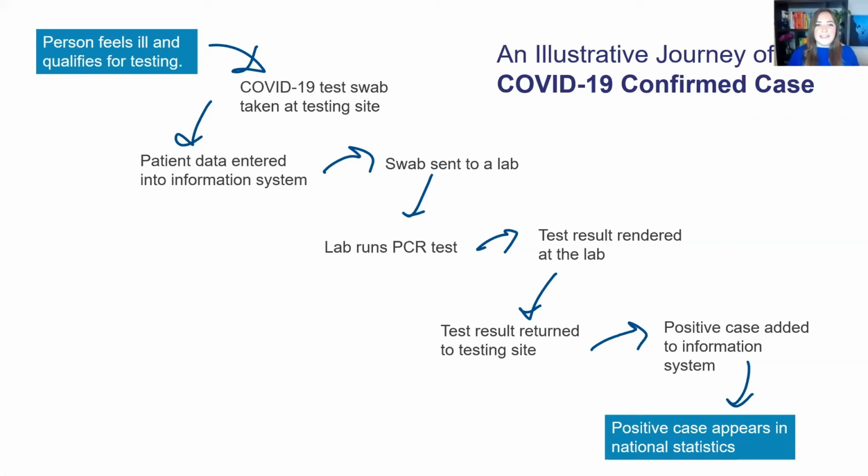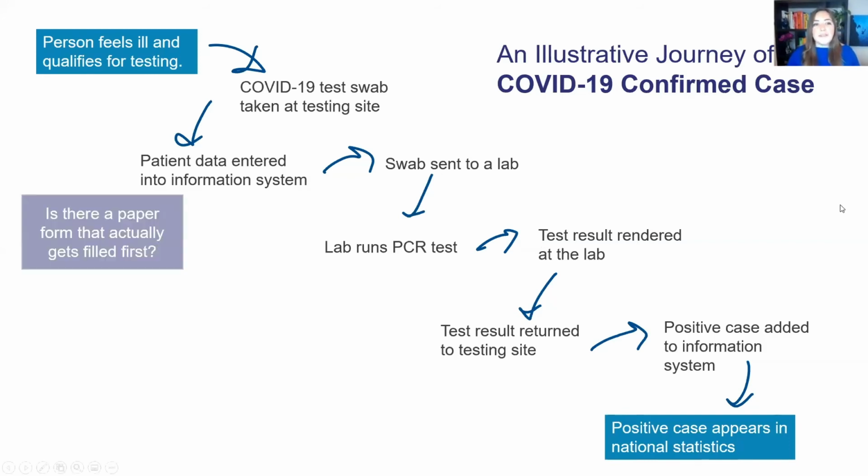You have to go get tested, the swab gets taken, the patient data gets entered into an information system. Maybe that's in parallel to the national system. Maybe it's specifically looking at the information system at the clinic rather than seeing it in a lab. There's a lot of complexity here, right? And so as we look at this, we see all these different steps. And each of these steps takes time. Each of these steps might take a different amount of time depending on the caseload and has a lot of uncertainty before we get to a positive case result appearing in the national statistics.